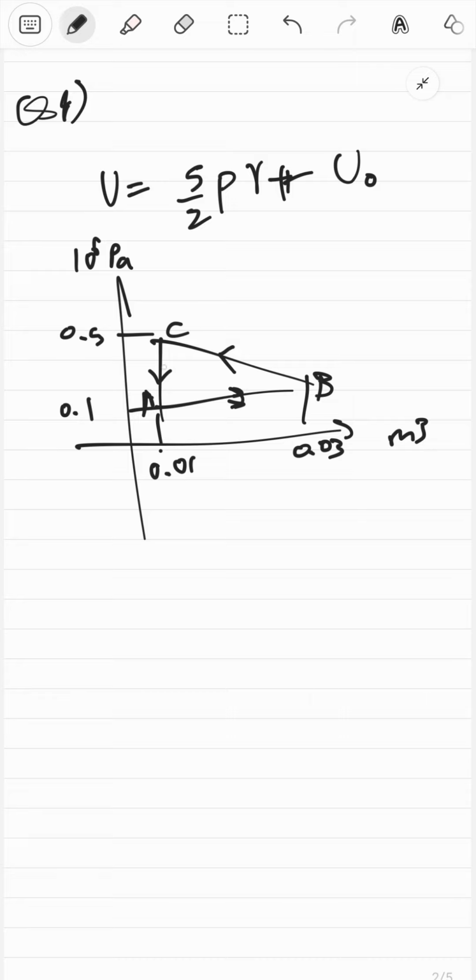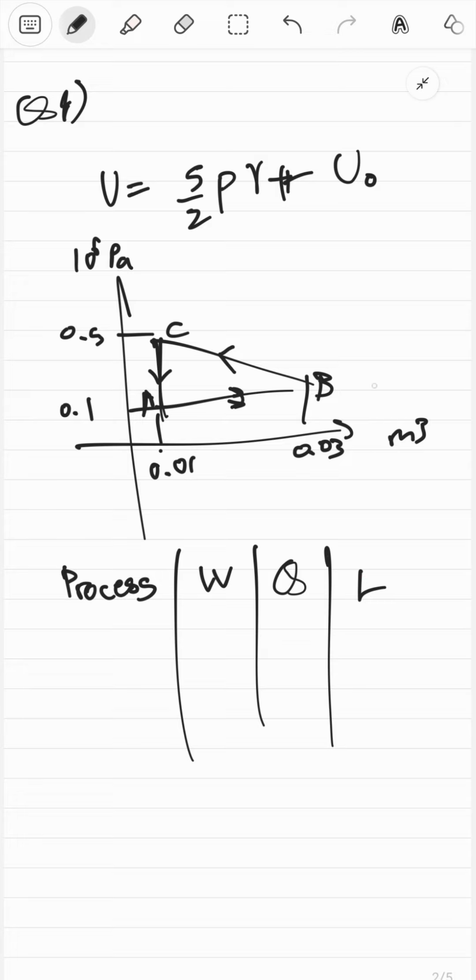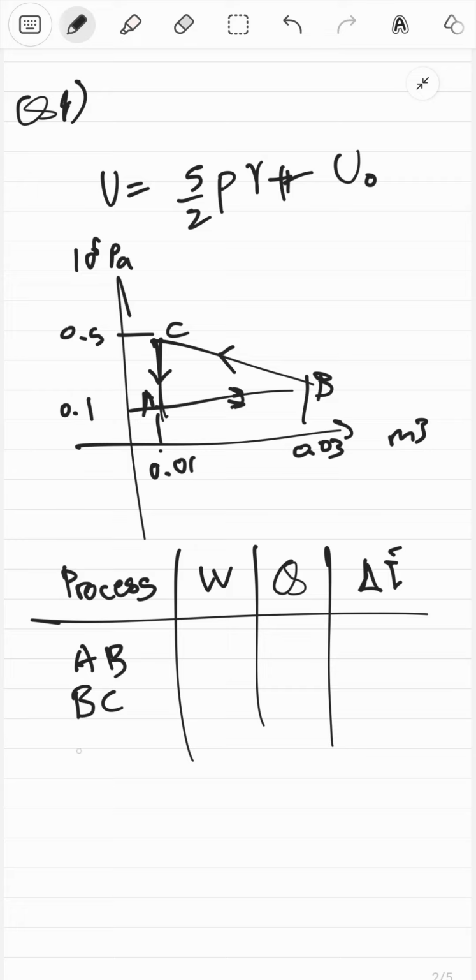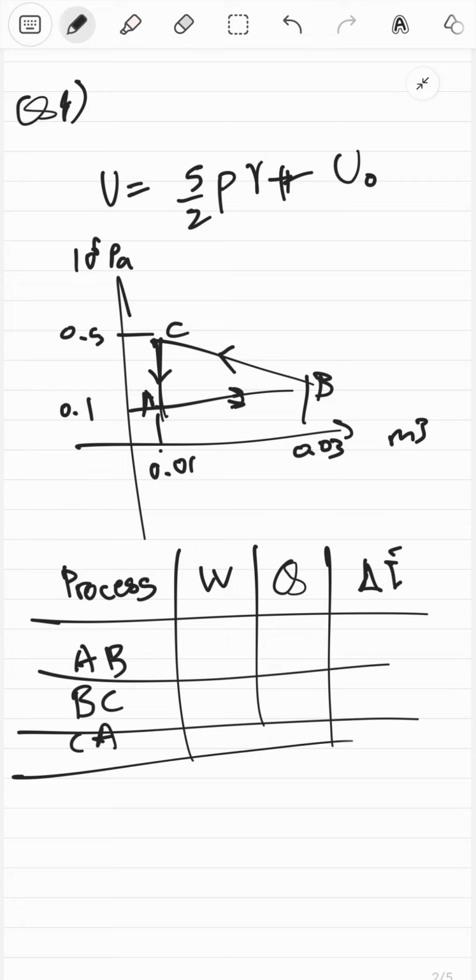Fine. For this thing, the W is 0. For this thing, the W is just P times V. So I'm just gonna write down what W is. So process, W, Q, and the energy change. Okay. So the first process is A to B, and then you have B to C, and then C to A. So A to B, what's the work done?